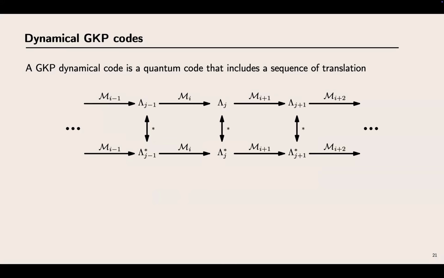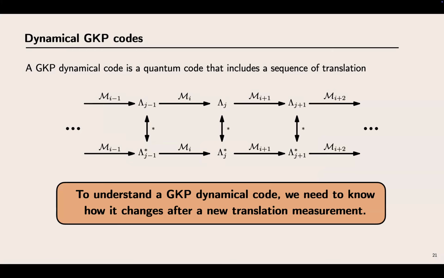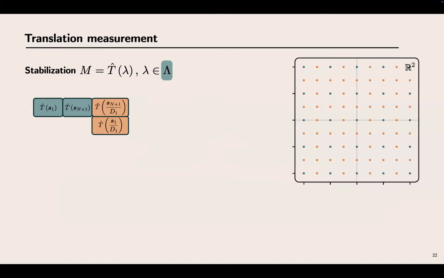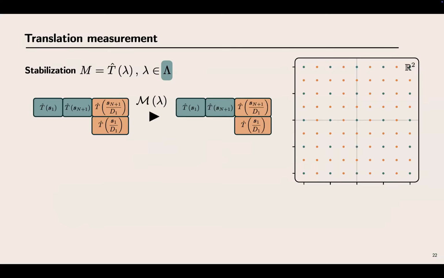Okay. And so to do that, exactly the same as for qubits, we need to understand what the different kinds of measurement are that we can do on GKP codes. Okay. And what they do on the code. So first, again, if I measure a translation that is part of the lattice that I was already stabilizing, then it doesn't change anything, right?